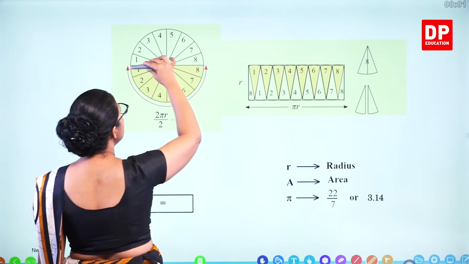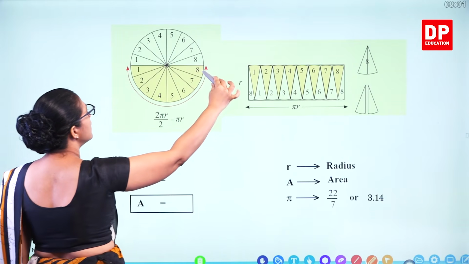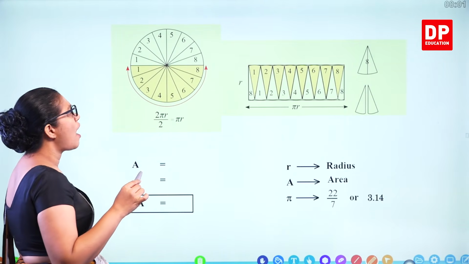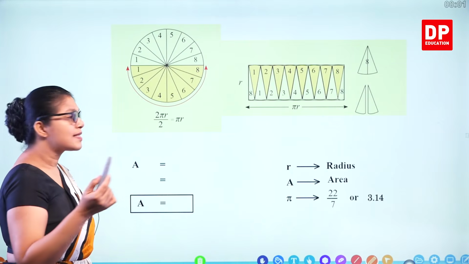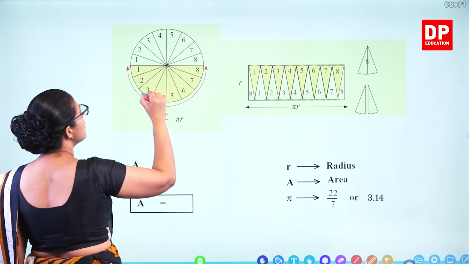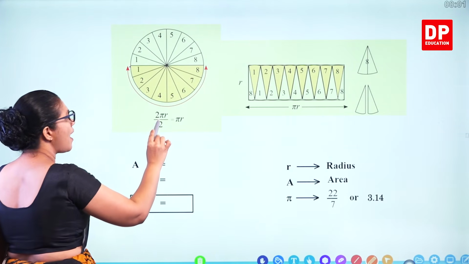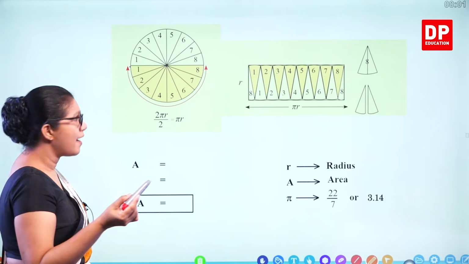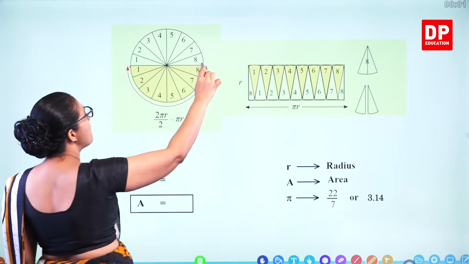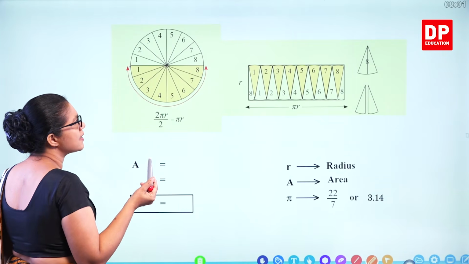And here you take half of it. So when you take half of it, what's the length here? Here to here, that's 2 pi r divided by 2. That's pi r. This length is also pi r, half of the circle.